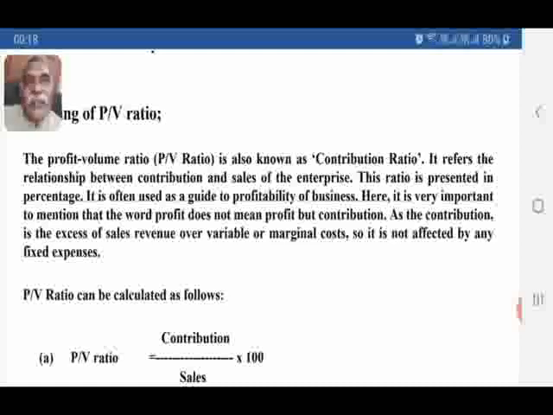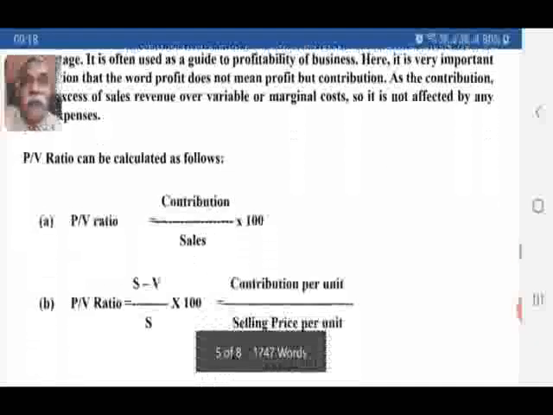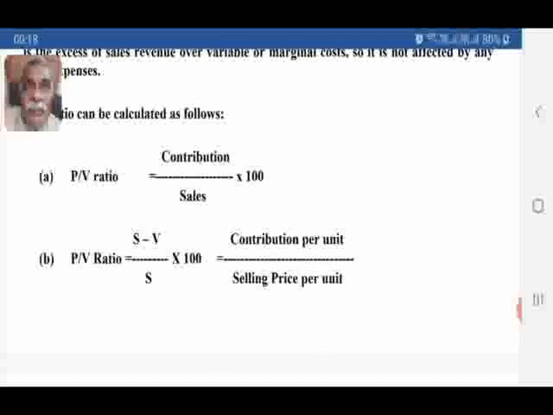Here it is very important to mention that the word profit does not mean profit but contribution, as the contribution is the excess of sales revenue over variable cost or marginal cost. So it is not affected by any fixed expenses. So mathematically we calculate profit volume ratio as contribution over sales, and contribution we can write as sales minus variable cost over sales multiplied by 100, and S minus V we can say contribution per unit divided by sales price, the selling price per unit.